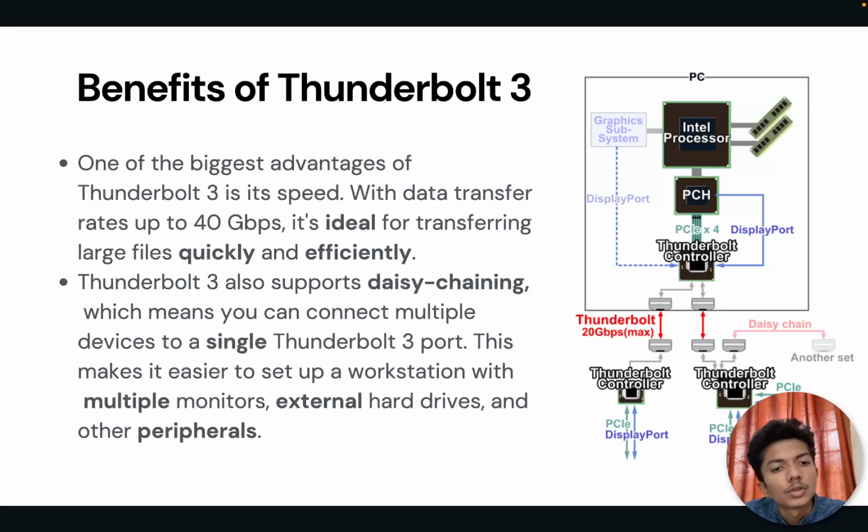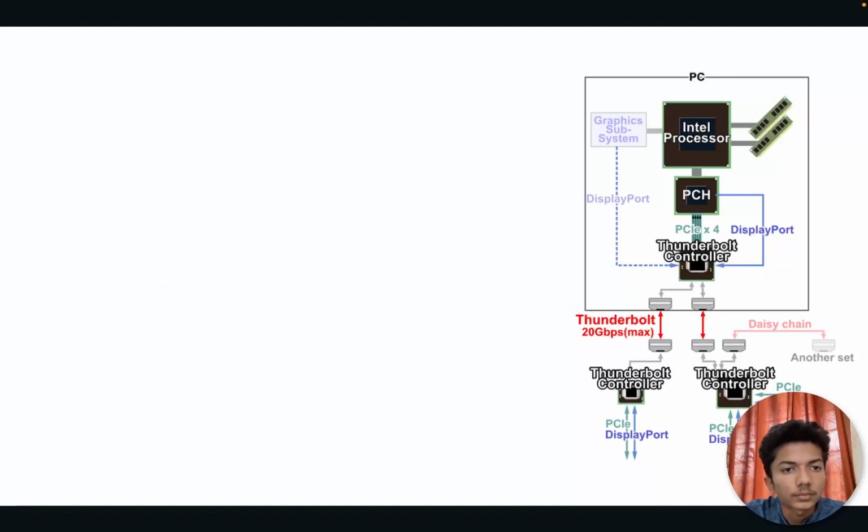interruption. Thunderbolt 3 also supports daisy chaining, which means you can connect multiple devices to a single Thunderbolt 3 port. This makes it easier to set up a workstation with multiple monitors, external hard drives or SSDs, or many other types of peripherals combined.